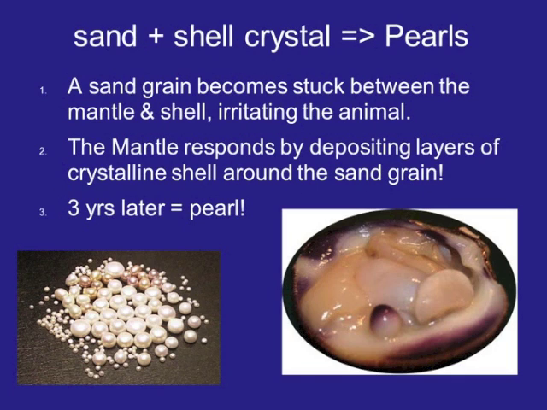So the sand grain becomes stuck in between the mantle and the shell, irritating the animal. The mantle responds by depositing layers of crystalline shell around the sand grain, and then 3 years later, you have a pearl. So they take very long to develop. And if you cut a pearl in cross-section, we can see many layers of those crystalline shell that have been produced around that sand grain.